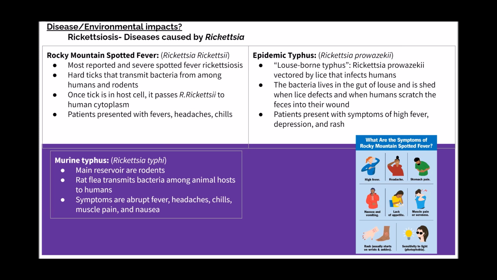Epidemic typhus is also called louse-borne typhus, which is mostly because the bacteria Rickettsia prowazekii is vectored by lice that infect humans. Patients present with high fever, depression, and rash. Finally, murine typhus from Rickettsia typhi uses rodents as their main reservoir. The rat flea transmits bacteria among animal hosts to humans. These symptoms include headaches, abrupt fever, and chills.